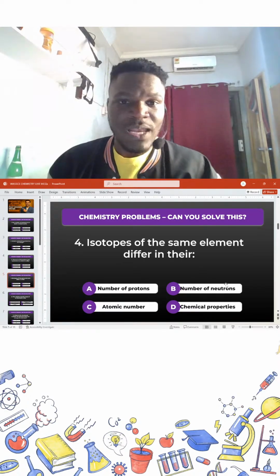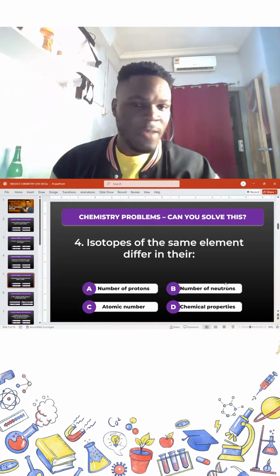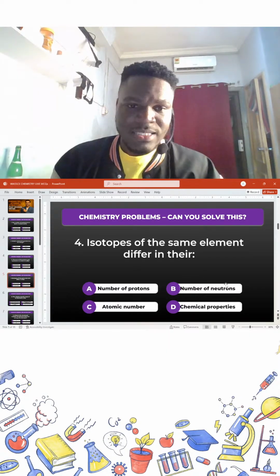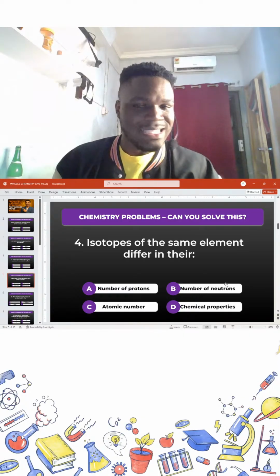Isotopes of the same element differ in their A, number of protons, B, number of neutrons, C, atomic number, and D, chemical properties. So guys, what is the correct answer?